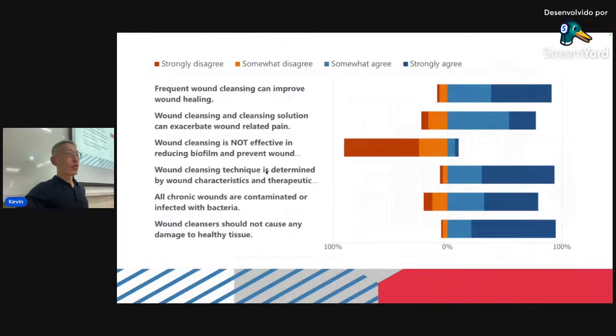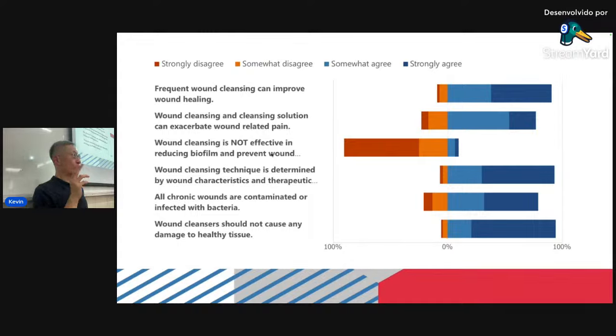So, I don't want to spend too much time on this slide, except that we know that a lot of people agree wound cleansing is important. Maybe perhaps in the future, we can even develop some type of knowledge tool to ensure that people have the competency in terms of performing and executing wound cleansing in a more scientific way. So what you can see here, there's a lot of disagreement about wound cleansing in reducing biofilm and preventing wound infection.